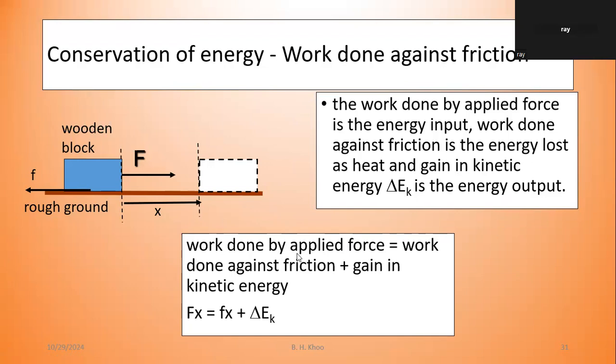Okay, that's the equation. You should be able to write down the formula in words and write down the equation. Let me see, is the energy input. Less work done against friction. There's an increase in kinetic energy.